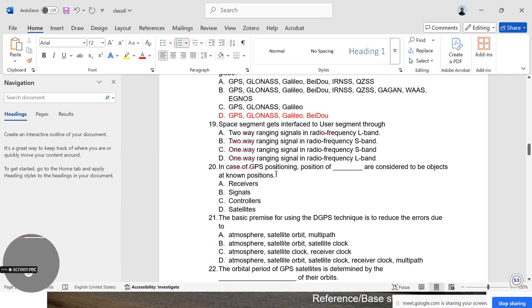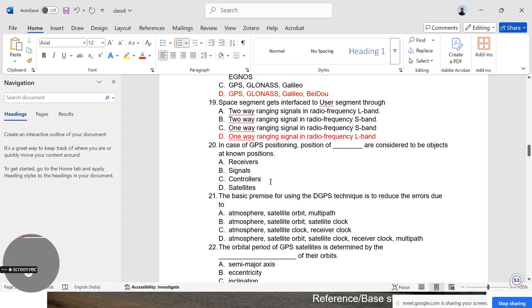The next question is: space segments get interfaced to user segment through which band? As we just discussed in the few questions up, space segment and user segment is just one-way ranging. We can just get the data from the satellite. We cannot send data to the satellite as a user. So first thing is it's a one-way ranging and it is using L band to do that. So L1 band, L2 band, that's the thing.